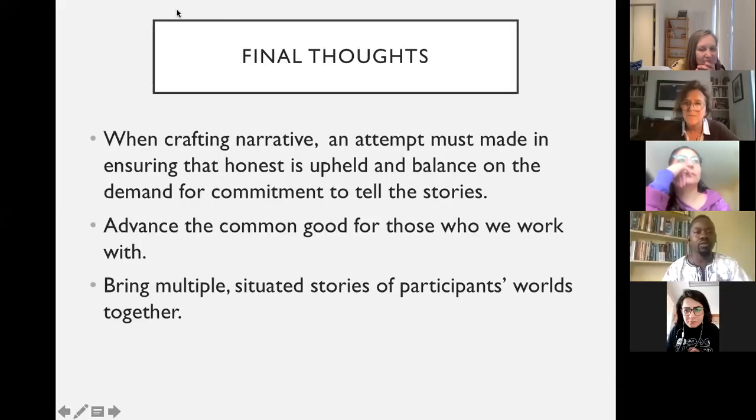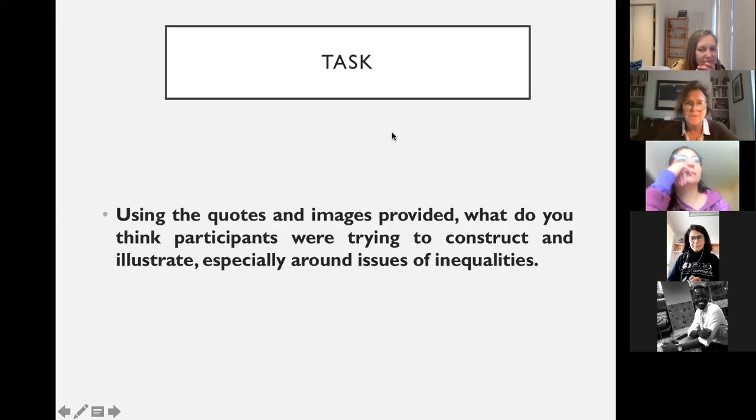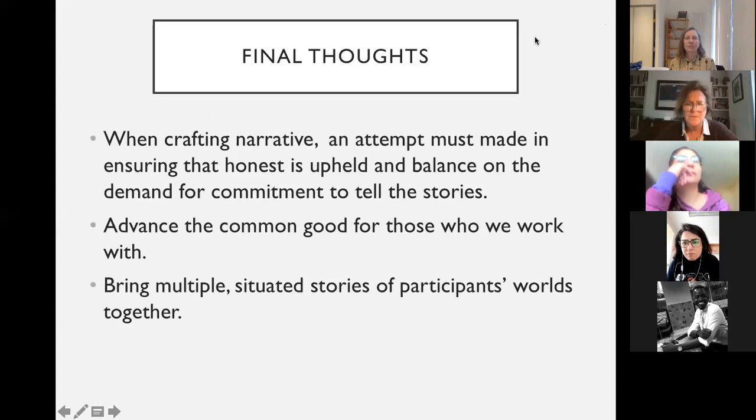Okay, so let me just close by saying that the whole idea of using narrative in trying to identify inequalities is really about keeping the balance, and this balance sometimes can come with demands for commitment, but it is about the stories that your participants are telling you. Again, empowerment, advancing the common good.